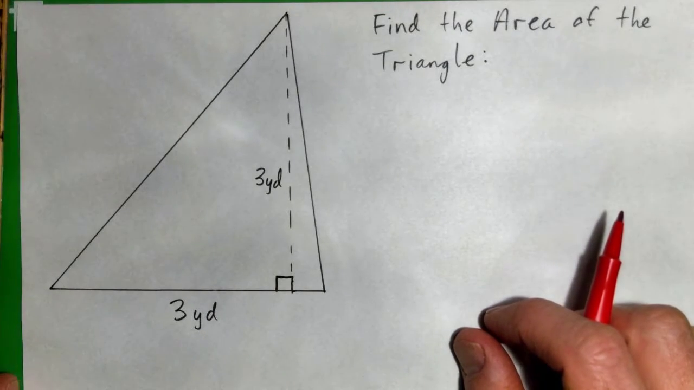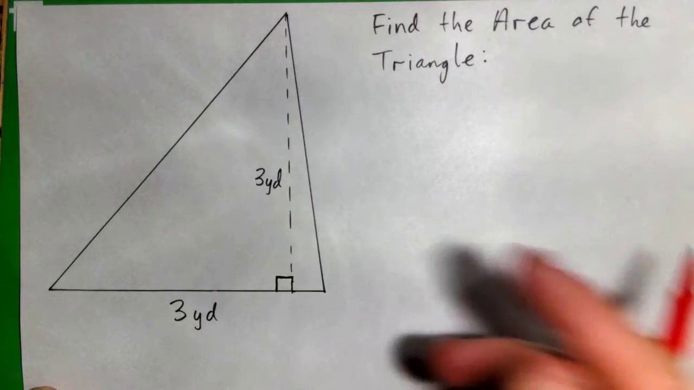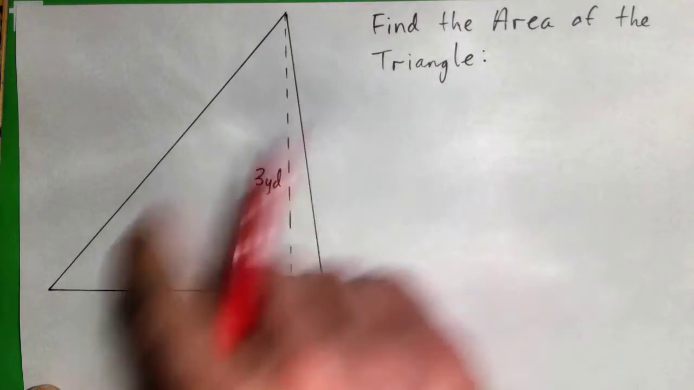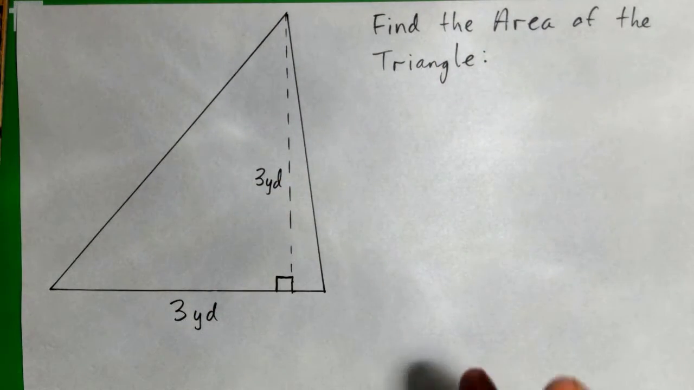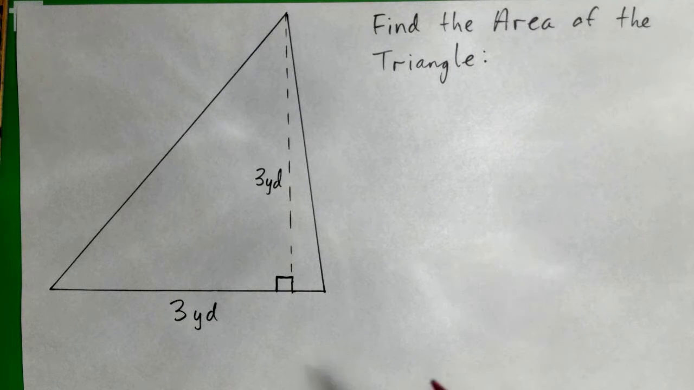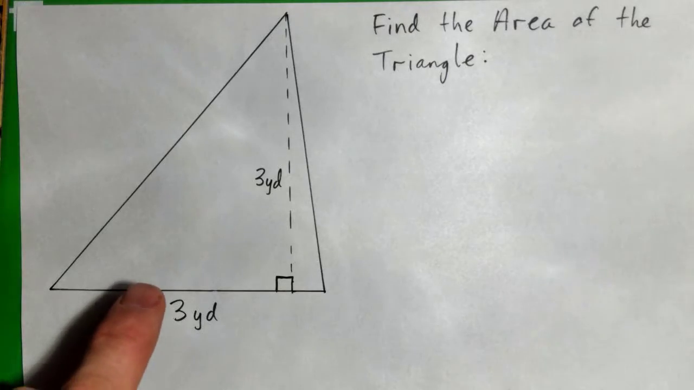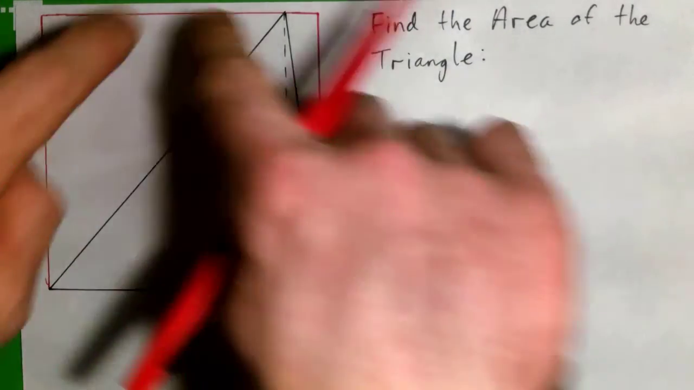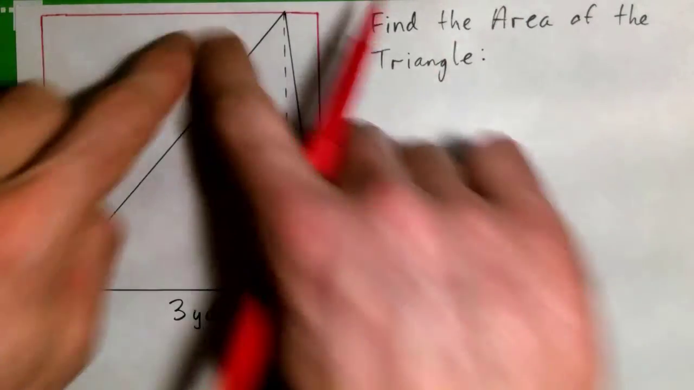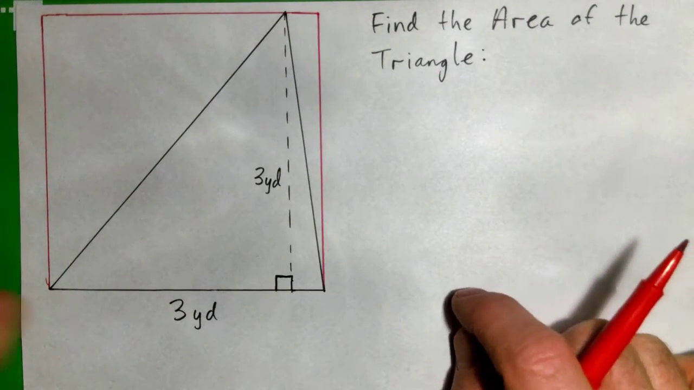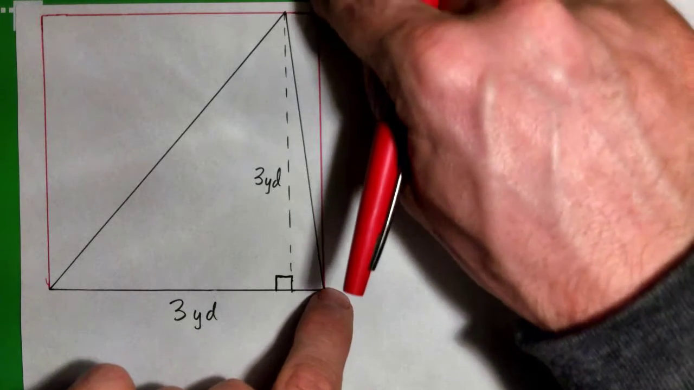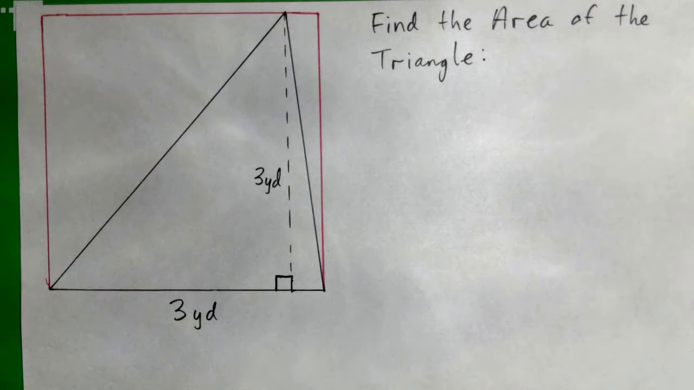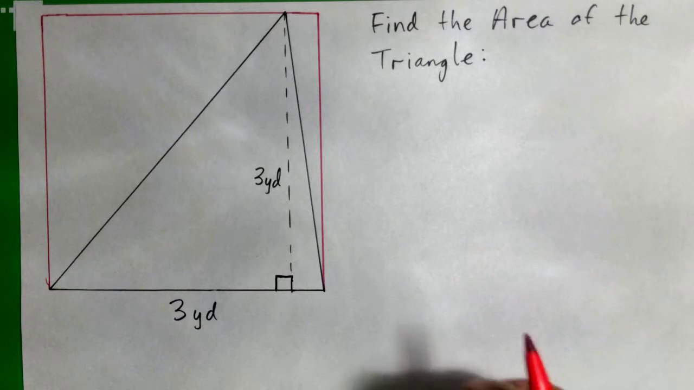But what I'd like you to do is press pause on the video, draw this triangle, and then draw a rectangle around it. So enclose it in a rectangle. Here, I'll show you. I've enclosed this triangle inside of a rectangle all around it. Or it's actually a square because it's 3 yards times 3 yards. So what is the area of this square?